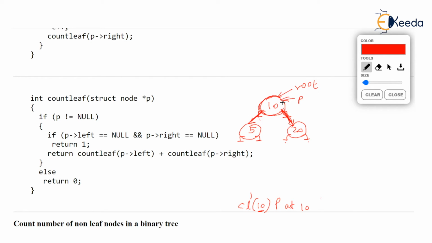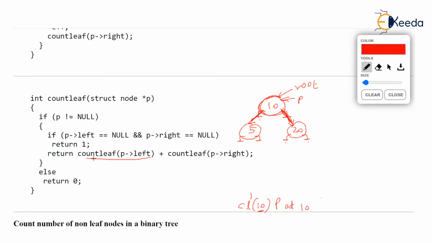Now, as we are at a valid node, we will first ask, are you leaf? And 10 says, I am not leaf because neither left is null nor right is null. So this return 1 will not be executed. As the if is false, we are not going to return, but the next line will run. The next line is the call to count leaf with p arrow left. Note that there are two recursive calls here, but only the first call will be done right now.